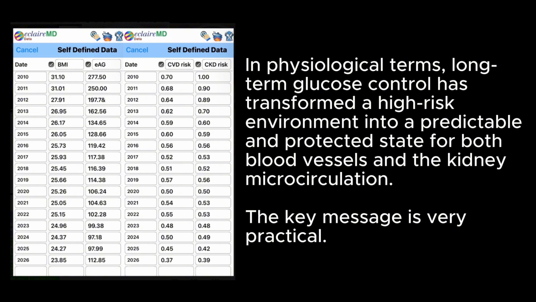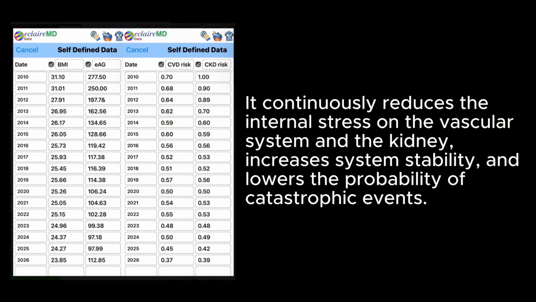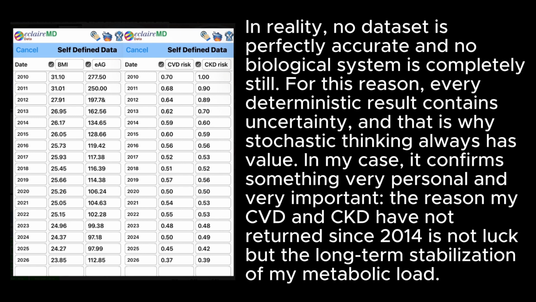The key message is very practical. Chronic disease is not governed by isolated laboratory thresholds but by total metabolic load applied over time and by the stability of that load when glucose remains controlled for many years. It does not simply improve a number on a report. It continuously reduces the internal stress on the vascular system and the kidney, increases system stability, and lowers the probability of catastrophic events. In reality, no dataset is perfectly accurate, and no biological system is completely ideal.